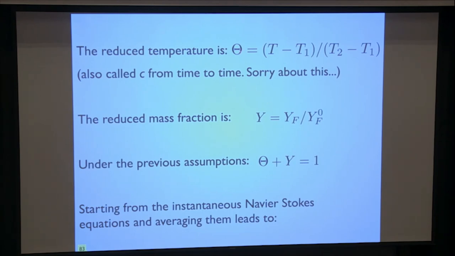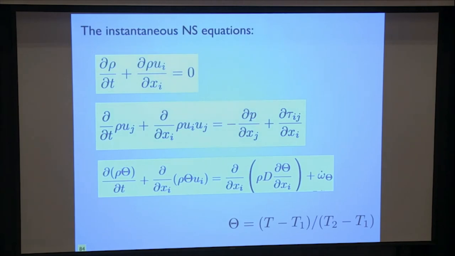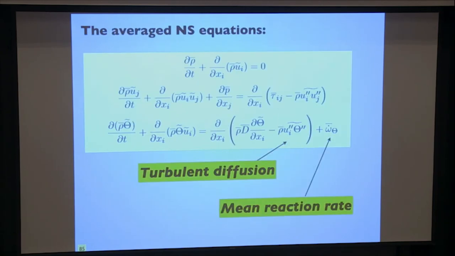You introduce a reduced variable theta. Sometimes it's called c also. Both are used in the community. And you know that we just showed that theta plus y equals 1. So we can actually start from only one equation, which is this equation for theta. You have the equation for momentum, the equation for mass. All of them are instantaneous. You cannot solve the problem for instantaneous values. You need to average. So you take these equations and you put a bar on top of them, and then you do your best, okay? So you use Favre averaging, and this is what happens.